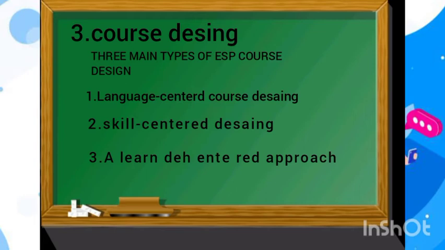This is the simplest kind of course design process and is probably the one most familiar to English teachers. This aims to draw as direct a connection as possible between the analysis of the target situation and the content of the ESP course. Number 2 is skill-centered course design. It has been applied in a number of countries, particularly in Latin America.